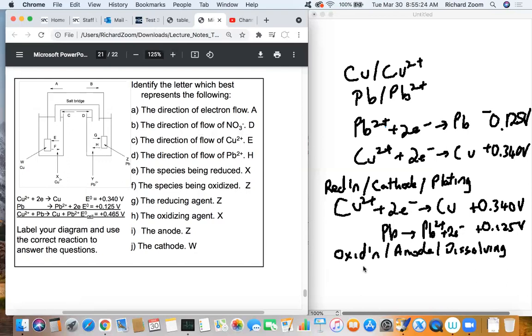This thing on? Any questions about anode and cathode? I can't help you if you don't ask a question. All right.